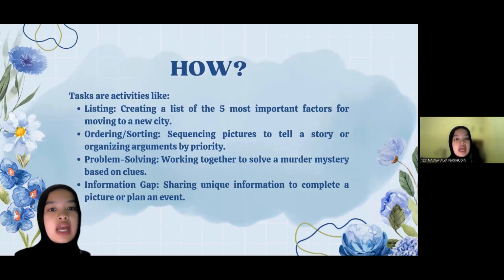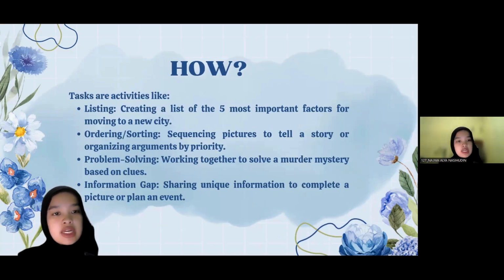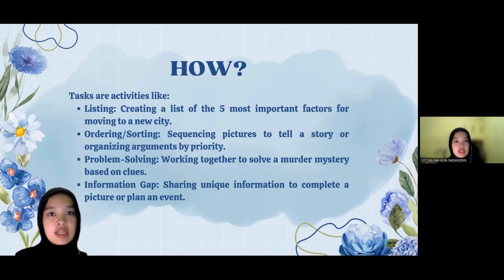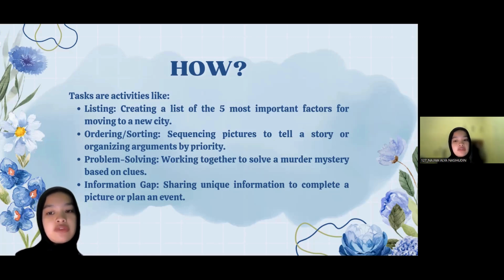And then the last one is how. So tasks are activities like, the first one, listing, that is creating a list of the 5 most important factors for moving to a new city. Next is ordering or sorting, like sequencing pictures to tell a story or organizing arguments by priority. And then next is problem solving, like working together to solve a murder mystery based on clues. And then the last one is information gap, sharing unique information to complete a picture or plan an event.